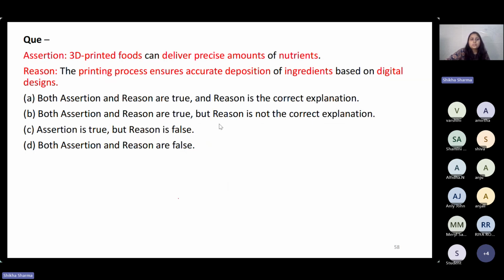Okay, so let's now discuss 3D food printers, or the 3D printing of food. The assertion is that 3D printed foods can deliver precise amounts of nutrition. The reason says the printing process ensures accurate deposition of ingredients based on digital designs.